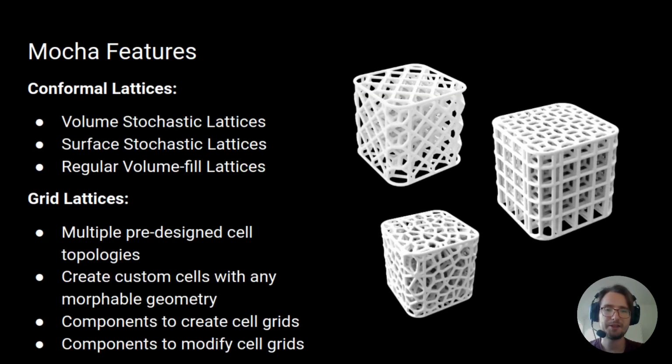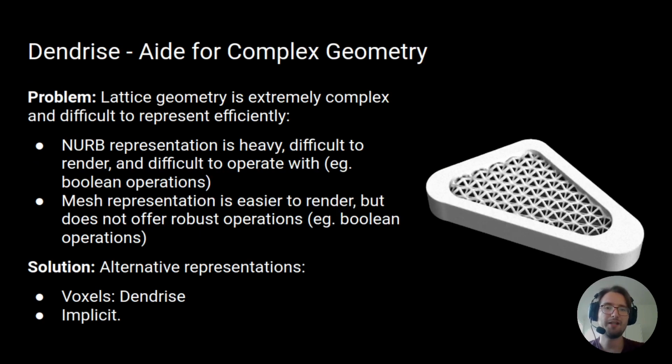So Mocha gives you tools to create both types of lattices. You can create volume stochastic lattices or volume filling lattices using regular geometries, and you can also create and modify these cell grids that you can then populate with either pre-designed or custom cells, and you will see more later on in the demonstration. But first, I want to talk about Dendrise, which is an aid to play with this complex geometry.